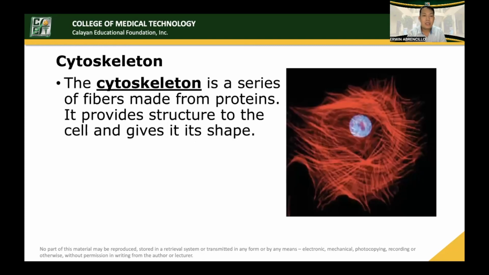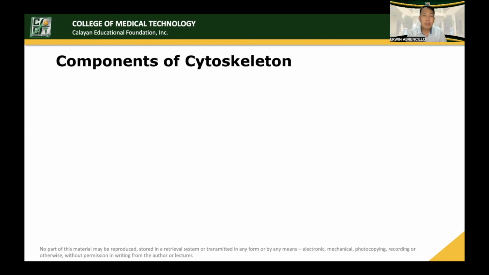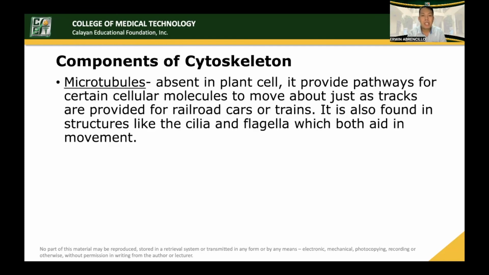Now we have cytoskeleton. The cytoskeleton is a series of fibers made from proteins. It provides structure to the cell and gives it shape. So the shape of the plant and animal cells are like that because of the cytoskeleton. There are different components of cytoskeleton. So we have microtubules, which are not found among plant cells. They provide pathways for certain cellular movement molecules to move about, just as tracks are provided for railroad cars or trains. It is also found in structures like the cilia and flagella, which both aid in movement.